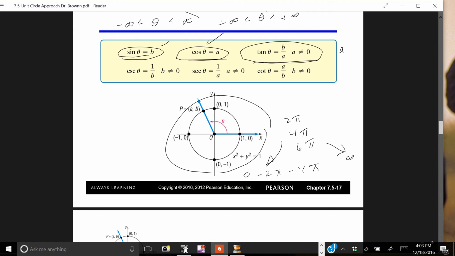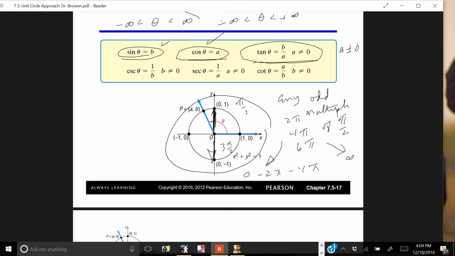can never be 0. Well, if A can never be 0, that means we can't have this angle, which is pi over 2. We can't have this angle, which is 3 pi over 2. And we keep going around and around, and we do not want any odd multiple of pi over 2 for tangent.